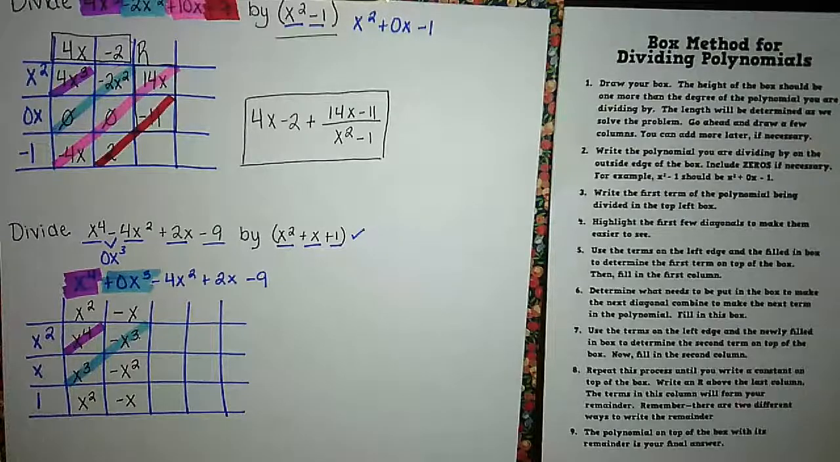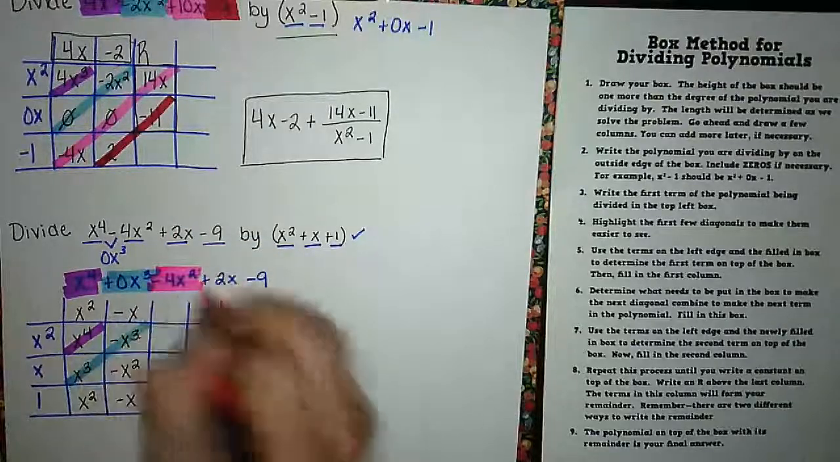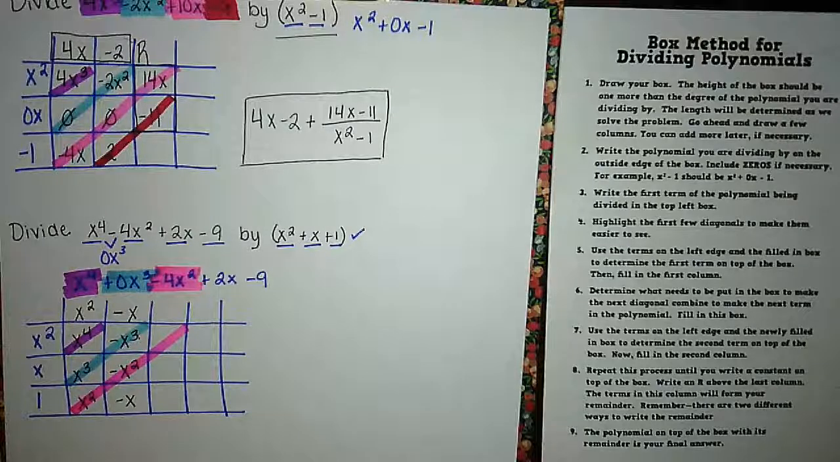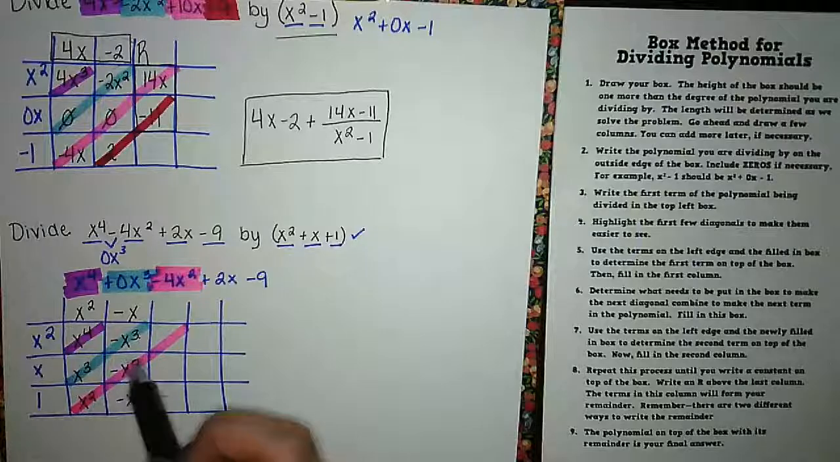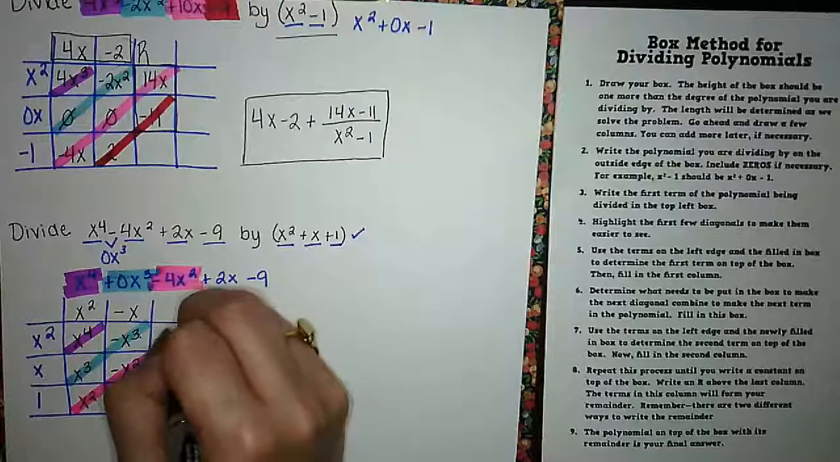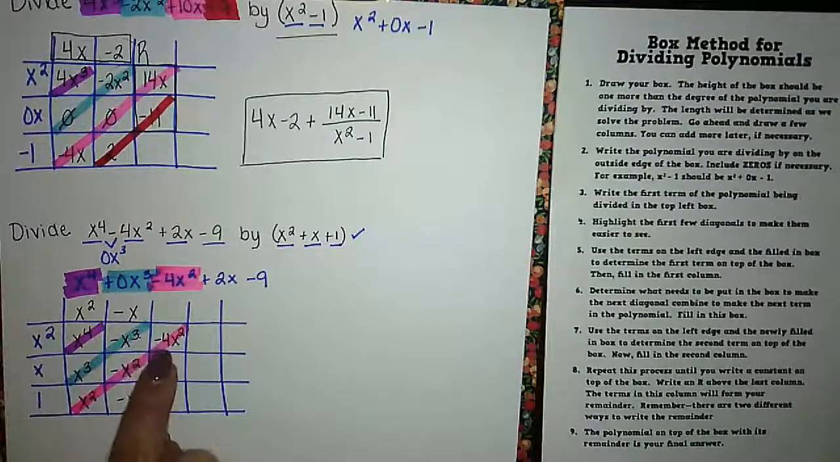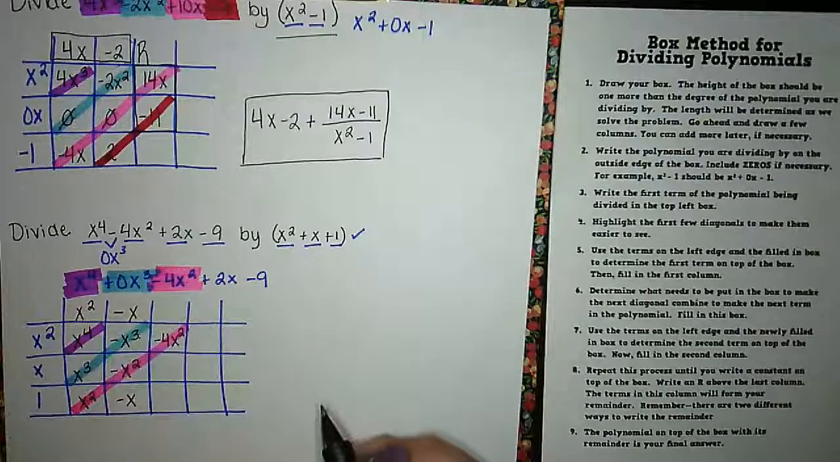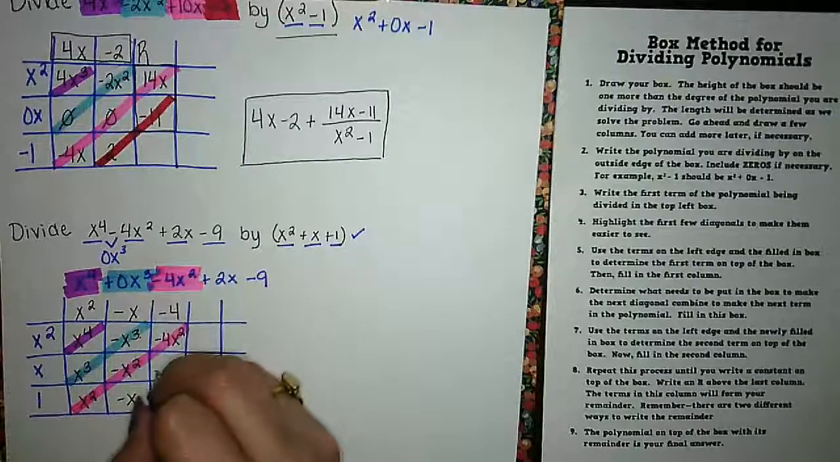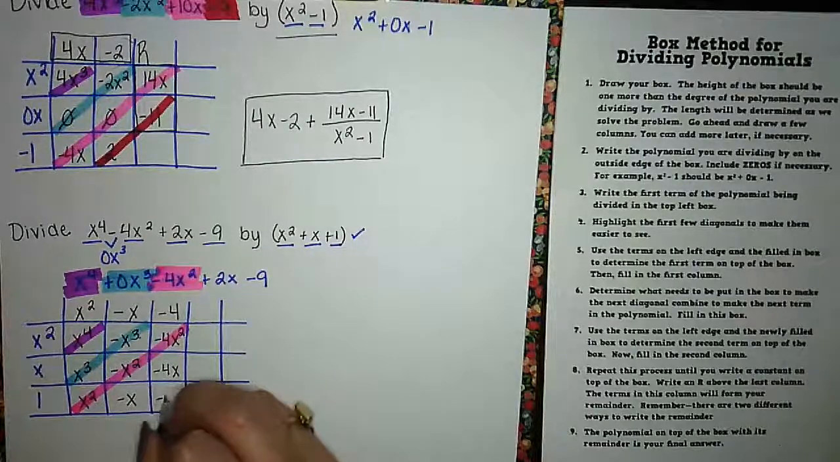Okay, now we move on to the next term. So now I'm focusing on negative 4x squared. I need this diagonal to add to give me a negative 4x squared. So I have an x squared and a negative x squared. These both become 0. They cancel each other out. So what do I need now? Just a negative 4x squared. So what times x squared gives me a negative 4x squared? The only thing that's different is this coefficient. So we multiply by negative 4. Negative 4 times x is negative 4x. Negative 4 times 1 is negative 4.